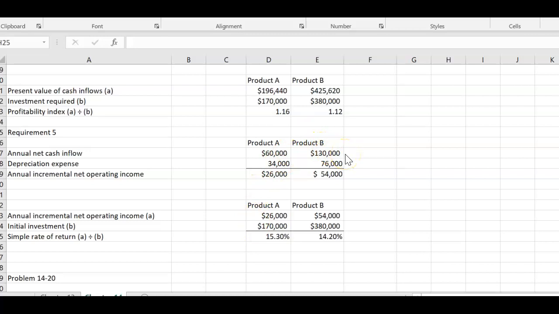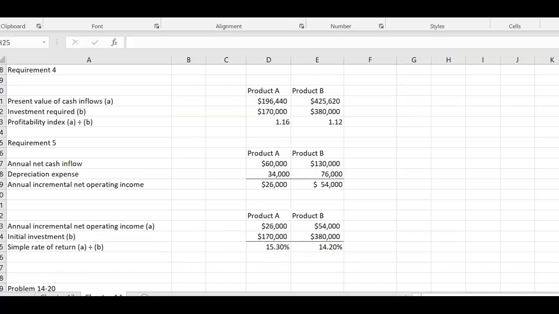For product B, the actual annual cash inflows for each of the 5 years is $130,000. The depreciation expense for product B was $76,000. We have to subtract the non-cash outlay to get the annual incremental net income of $54,000, and you would take $54,000 divided by $380,000 to give you 14.2%.